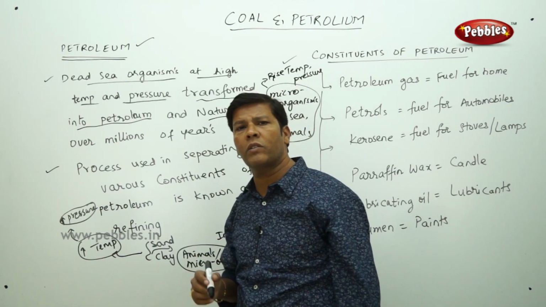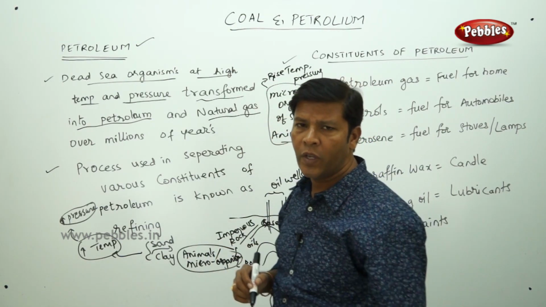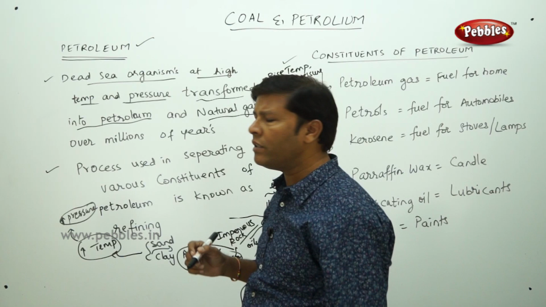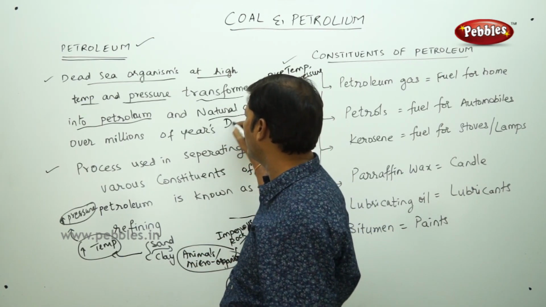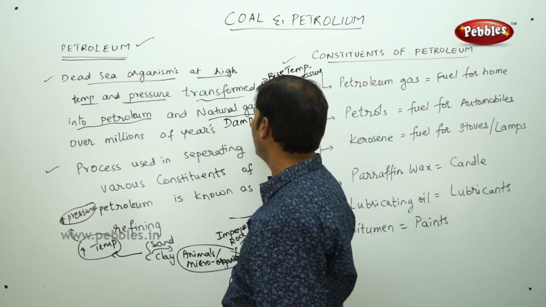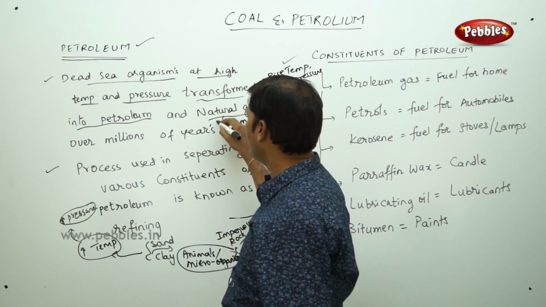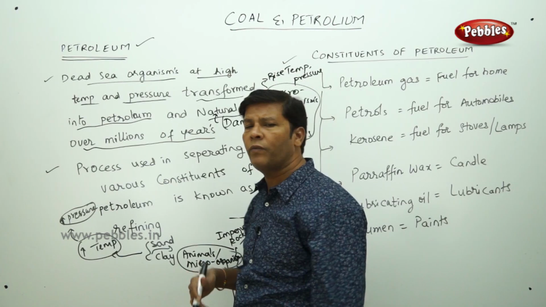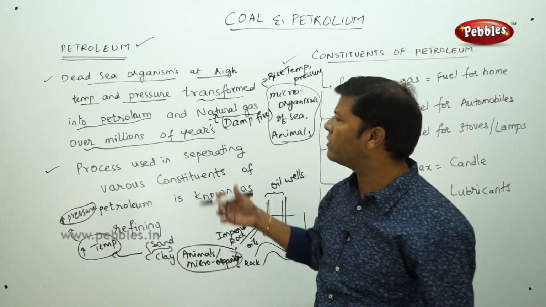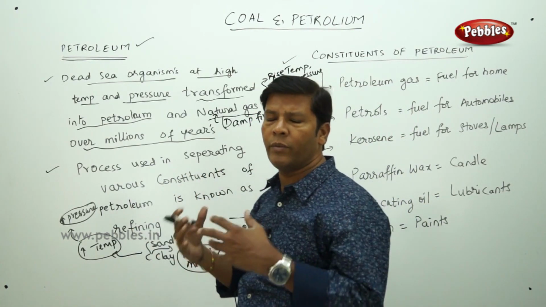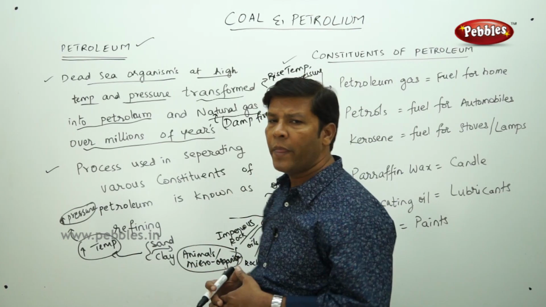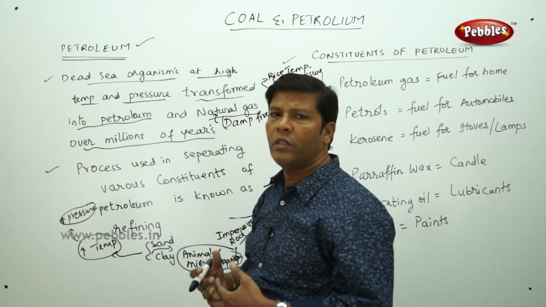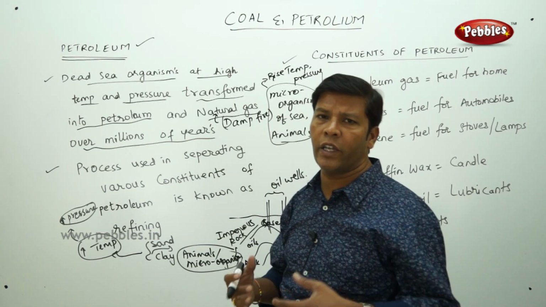Natural gas is also called marsh gas or damp fire, because it catches fire very easily. We call this damp fire. This natural gas and petroleum are stored for millions of years. Over millions of years, it is a slow process, and it deposits in the inner region of the depth of the sea. Then this petroleum and natural gas has to be explored.